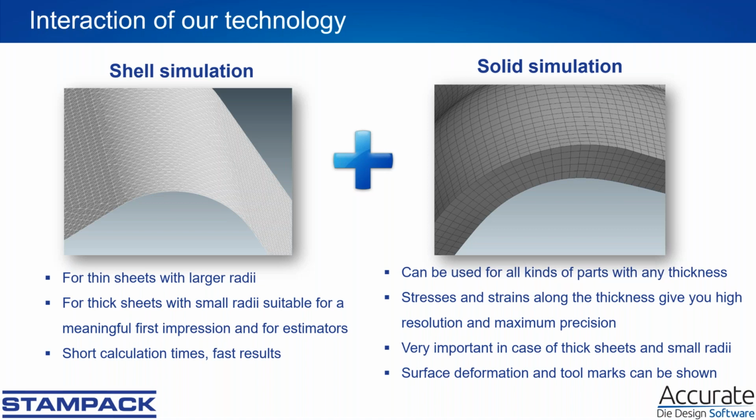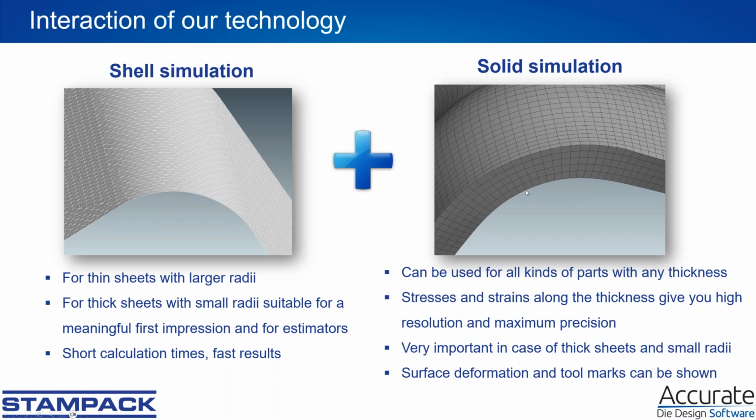And also the quality of results is really good when you have thin sheets with larger radiuses. And also for thicker sheets, it's still a meaningful, good first impression. So you can judge, for example, very well about feasibility.